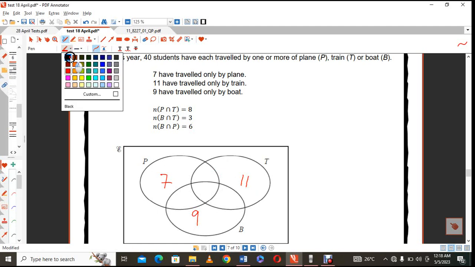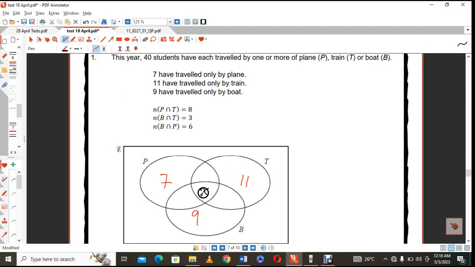It leaves us with the following. We don't know what that value is. But we know that the number of people who went by train and by plane is 8. So this is going to be 8 minus x, because this whole thing in here should give you 8. And the number of people who went by boat and train was 3. So this is going to be 3 minus x. And the number of people who went by boat and by plane is 6. So this is going to be 6 minus x. So the idea is to calculate what that value, that region will be.